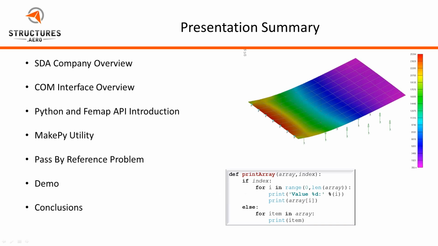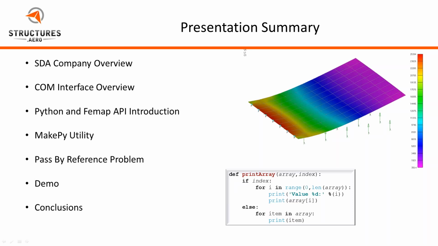So I want to start with a quick overview of what we'll be doing today. I'm going to start with a quick overview of SDA as a company, tell who we are and what we do. I'll then go into a quick overview of what the COM interface is, how it integrates with FEMAP and Python, and how we can use it to allow Python to work with FEMAP. I'll give a quick introduction to both Python and FEMAP. This is by no means a tutorial on how to use either one. This is just a tutorial on how to get them to work with each other.